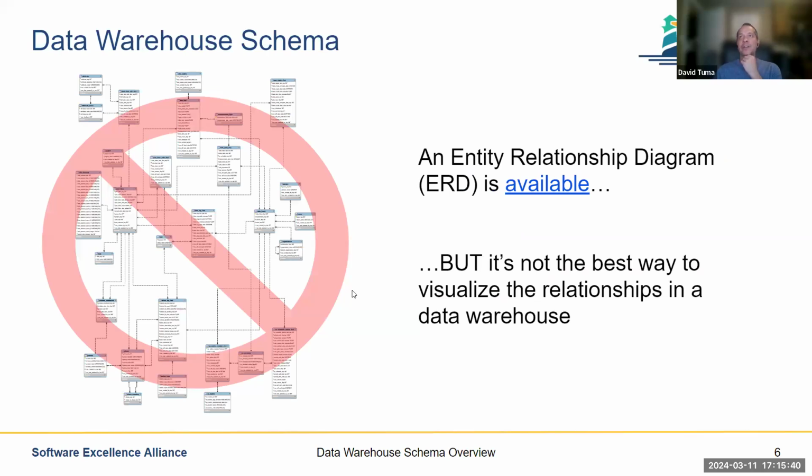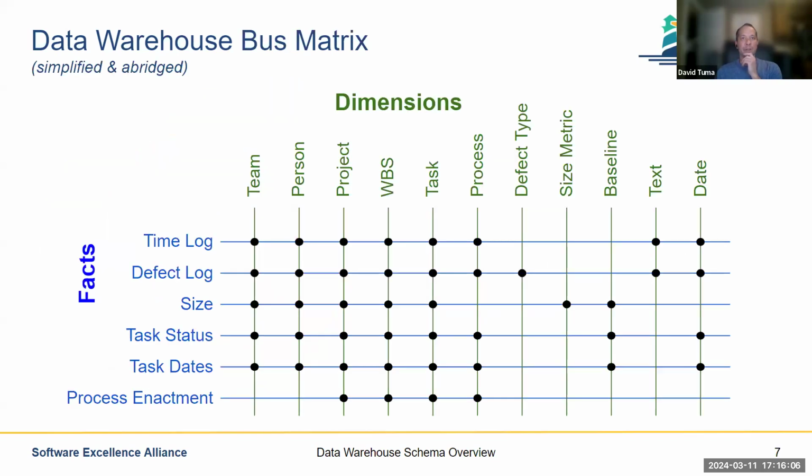The next thing we would be curious about is to step back and see what the entire database looks like. When we're doing a transactional database, the way we typically do that is with an entity relationship diagram. One of those is available for the warehouse, but I would never use it. It's not the best way to visualize the relationships in a data warehouse. So how do you visualize the relationships in a data warehouse? You typically do it with what's called a bus matrix. This is a really simplified view of some of the main fact tables and some of the main dimensions in our data warehouse.